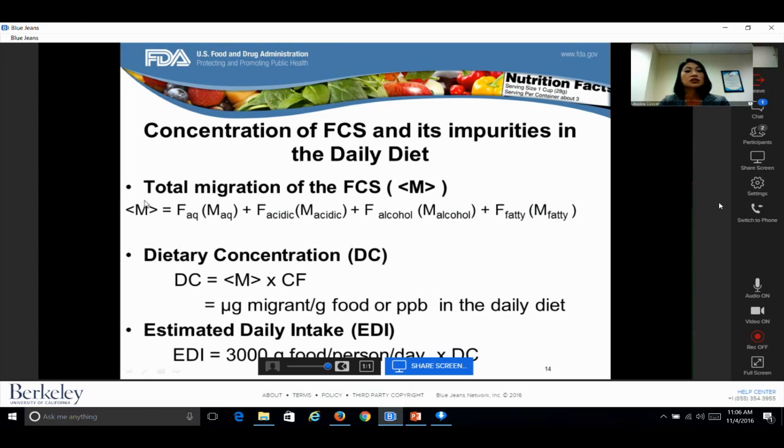Once the total migration is determined, the dietary concentration is then calculated by taking into account the consumption factor. So the dietary concentration is the amount of migrant in the amount of food in the daily diet. To calculate the estimated daily intake, we're assuming that one person consumes 3,000 grams of food per day, and then the estimated daily intake is calculated by multiplying the 3,000 grams by the dietary concentration.